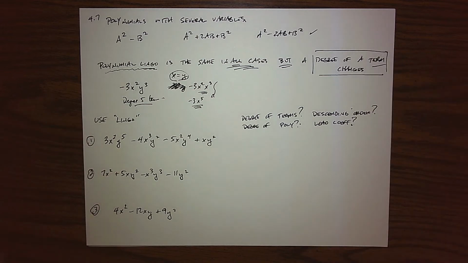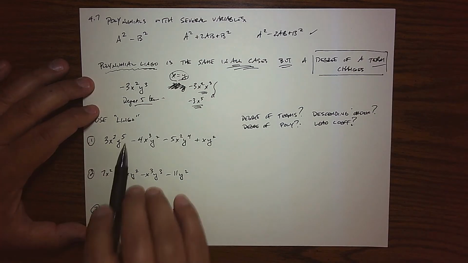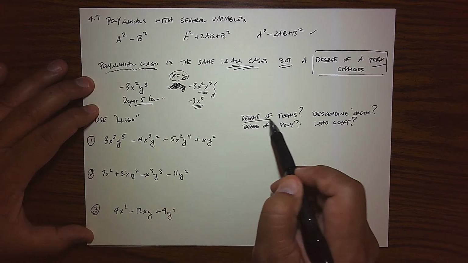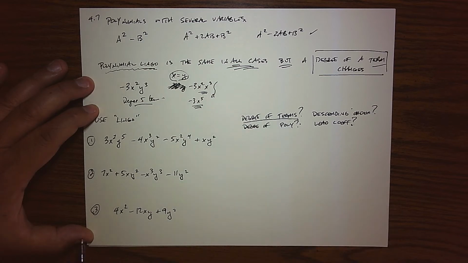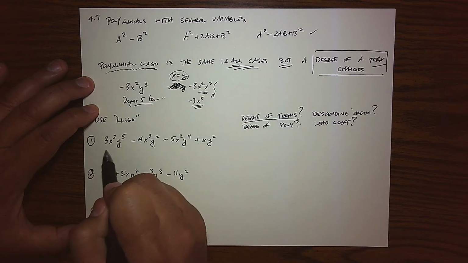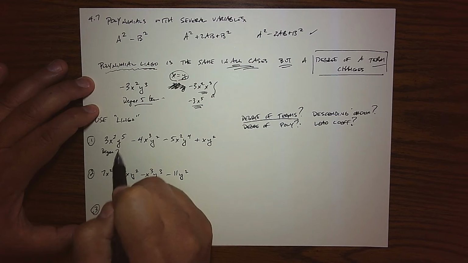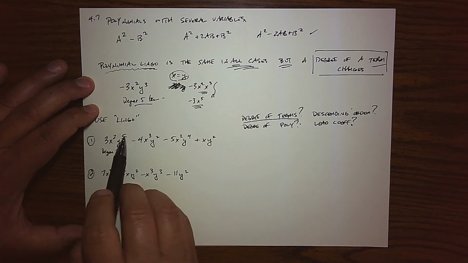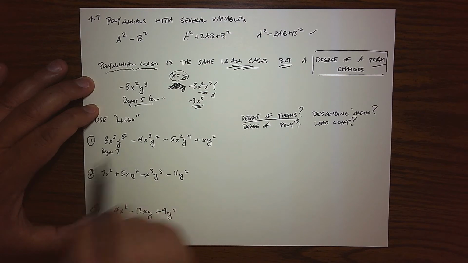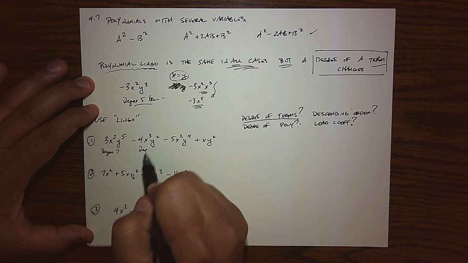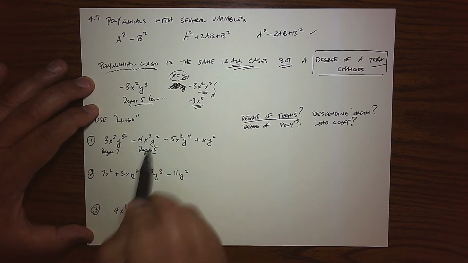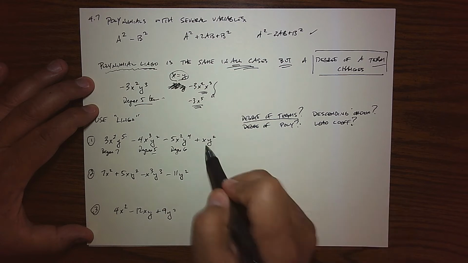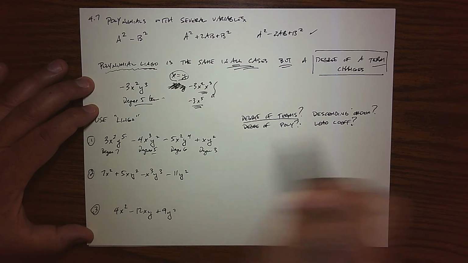So let's put this in action. I've got 3 different polynomials of several variables, and let's first go through and determine the degree of every single term. So this would be a degree 7, right? 5 plus 2 is 7. Again, we normally don't add them up, but in determining the degree of the term, we do. Here, the degree of this term is 5, 3 and 2 is 5. The degree of this term is 6, and then the degree of this term is 3.